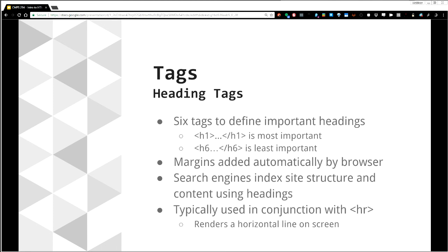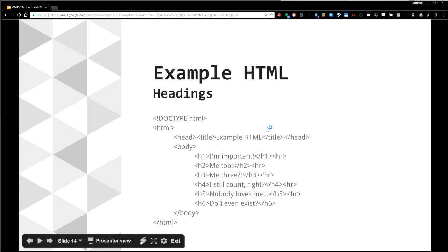That's not entirely true all the time. We're going to look at some HTML5 things much later that help out a little bit more than just the H1 to H6 heading tags, but they are important, and they do have thematic uses. Margins are automatically added by your browser, and typically we'd like to use these with horizontal rules. These are effectively the HR tag that puts a horizontal line on the screen.